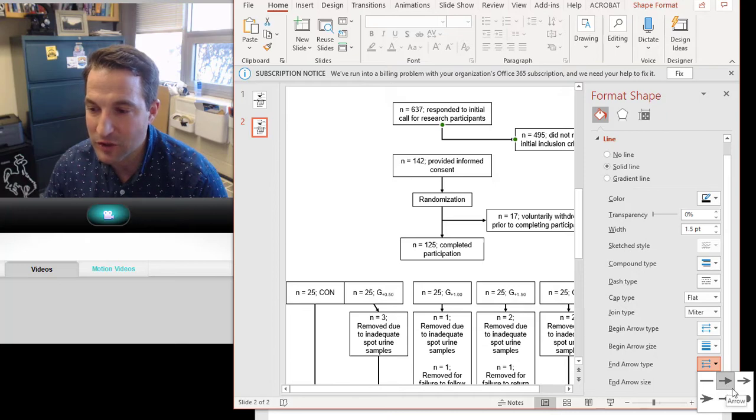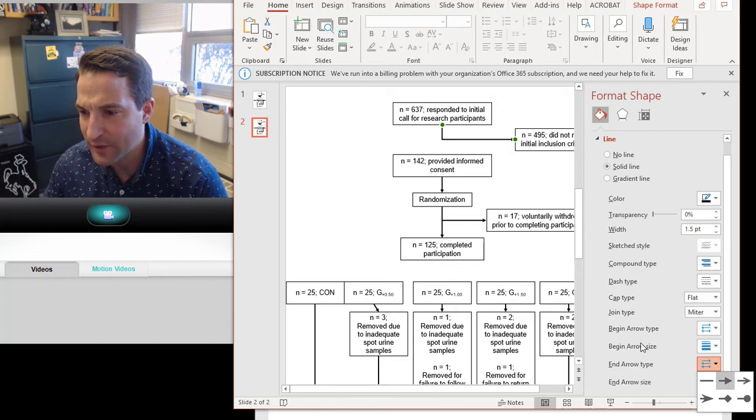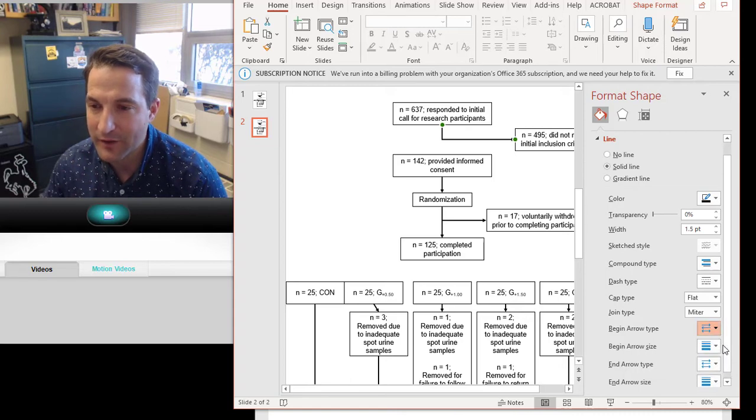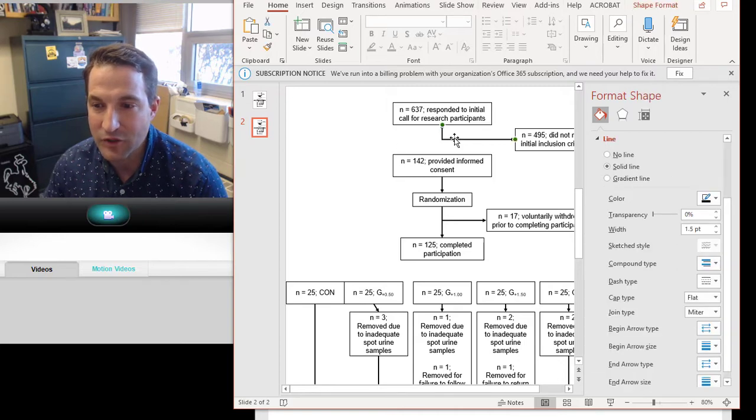Typically, you're going to want to use this one right here. You can also, if you want, add a begin arrow type on there as well. Right now you can see it's blank, but if you wanted, we could have an arrow there. That would be indicative of something that's flowing both directions. We don't have that flowing in both directions here, so we are going to remove that beginning.